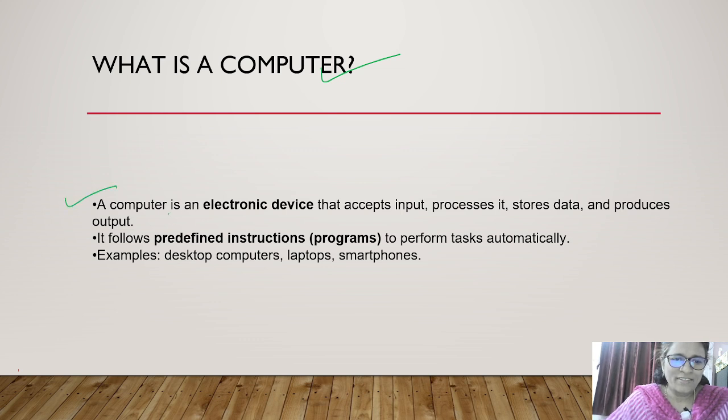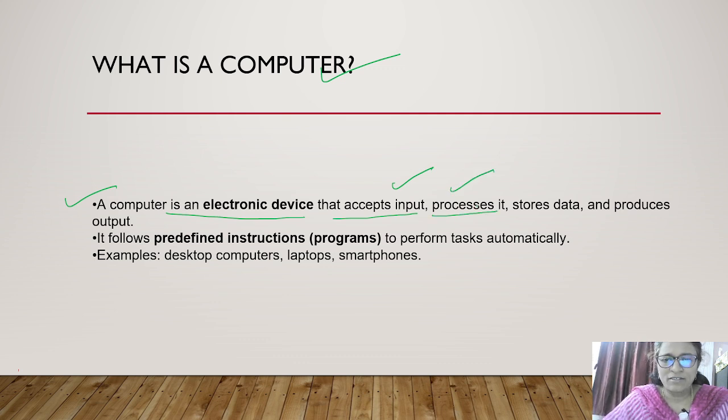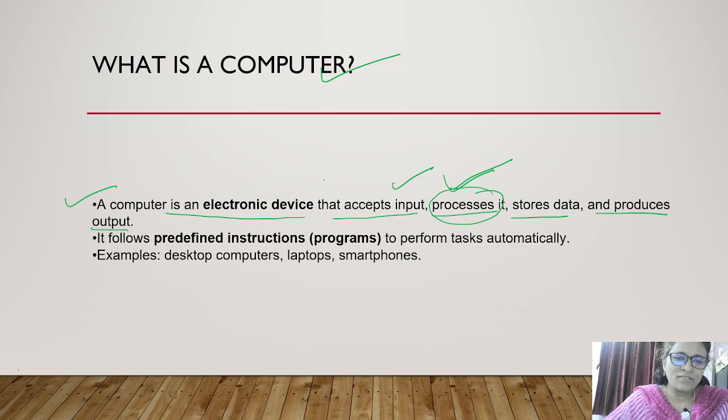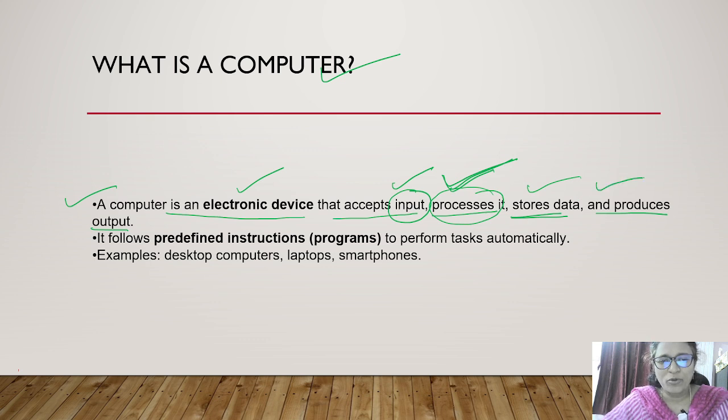A computer is an electronic device. What it will do, it will accept input and process it. That means it will do the calculations, and it will store the data and produce the output to the user. This is a major part of the computer. It is an electronic device. It will accept the input from the user, process it, store the data, and produce the output to the user, right?